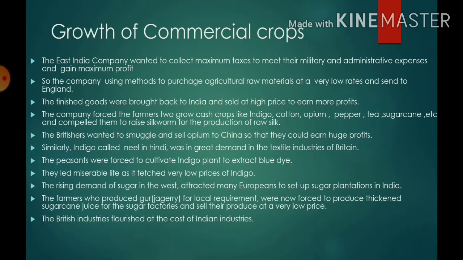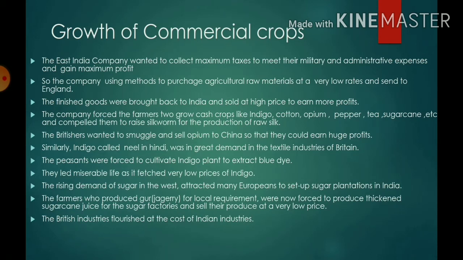The peasants were forced to cultivate indigo plants to extract blue dye. They led a miserable life as it fetched a very low price. And the rising demand for sugar in the West attracted many Europeans to set up sugar plantations in India.